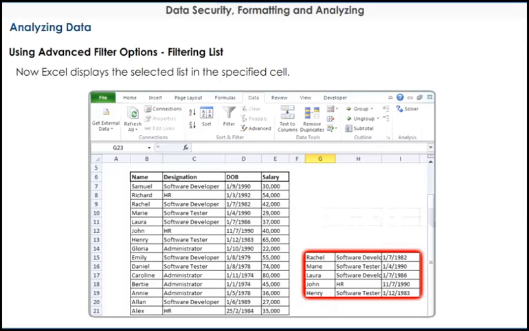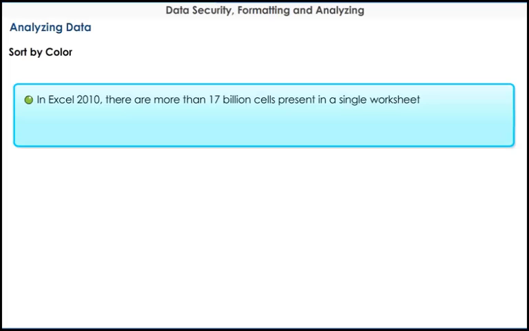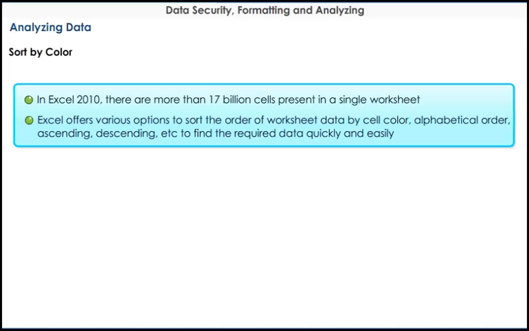Sort by color. In Excel 2010, there are more than 17 billion cells present in a single worksheet. Excel offers various options to sort the order of worksheet data by cell color, alphabetical order, ascending, descending, etc., to find the required data quickly and easily.